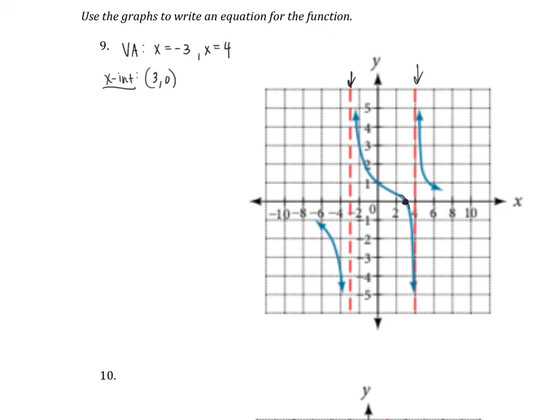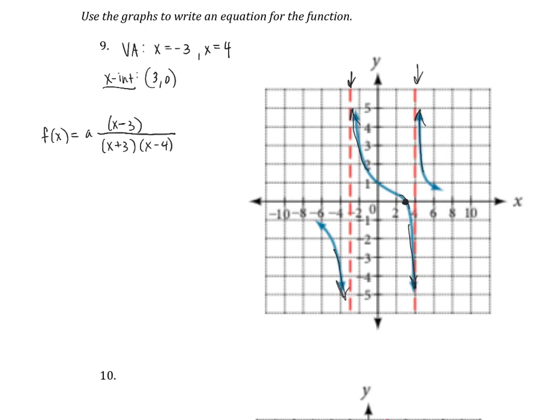Then we want to look at how the behavior is on the graph. So notice that this is going up and this is going down. So since those are going in opposite directions, that will be a power of 1. And then the same with this first asymptote. This side is going up, this side is going down, so that will be a power of 1. So we're going to have f of x equals a. The numerator is going to be x minus 3 from the x-intercept. And the vertical asymptotes are going to give us our denominator, so (x plus 3)(x minus 4).